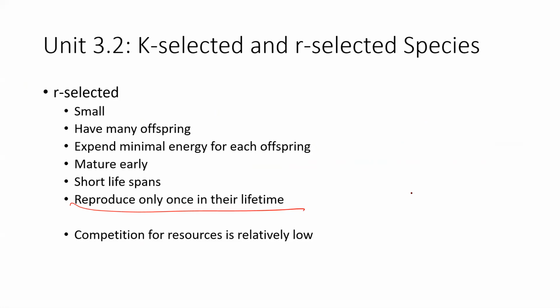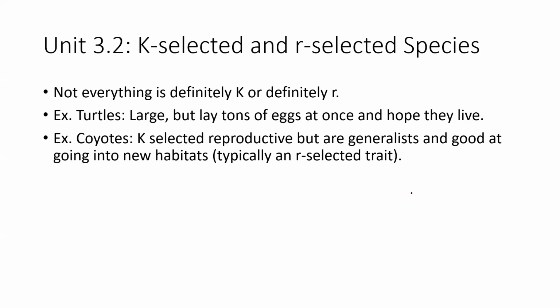Whereas some other species will have babies and that's it. They have 1 batch of reproduction and then they die. Typically for R selected, competition for resources is relatively low. There's usually plenty of resources for all of those offspring that will survive.